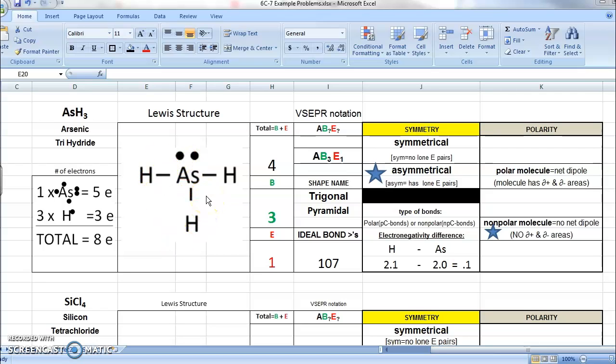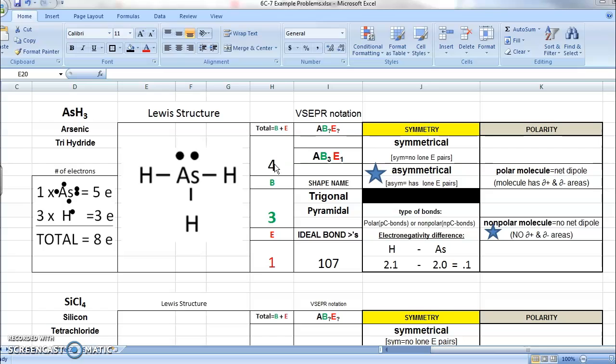From our Lewis structure, we can determine the shape of this molecule by counting. We want to count the total things surrounding the arsenic, which is our central atom. There are 3 bonded atoms and 1 lone pair. That lone pair counts as 1 thing. Each atom counts as 1 thing. That's 4 total things. B are the hydrogens. That's bonded atoms, not number of bonds. Our E is 1. That's electron pairs, not electrons. So our total is B plus E, which is 4. Our B is 3 bonded atoms. Our lone pairs are E, that's 1.